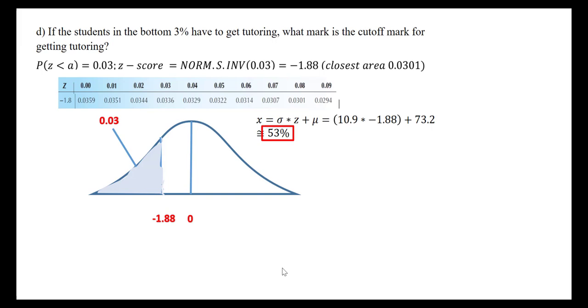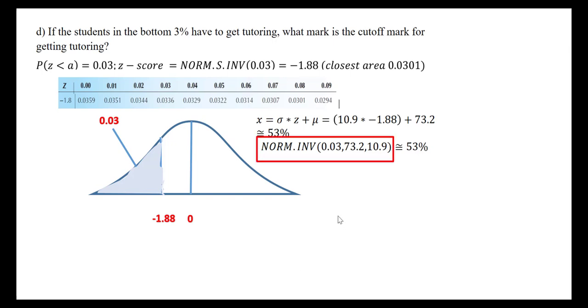So that means that the students in the bottom 3% will be students that score 53% and lower, and they will need tutoring. Another way to do this using Excel will be for us to go and type this formula in any cell in Excel.